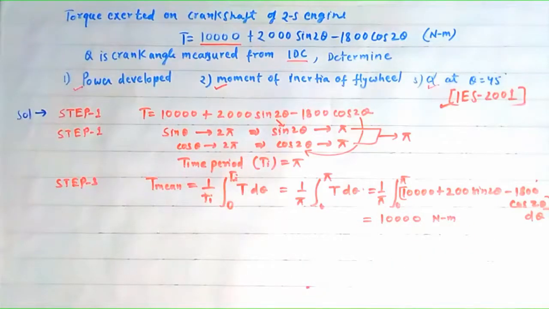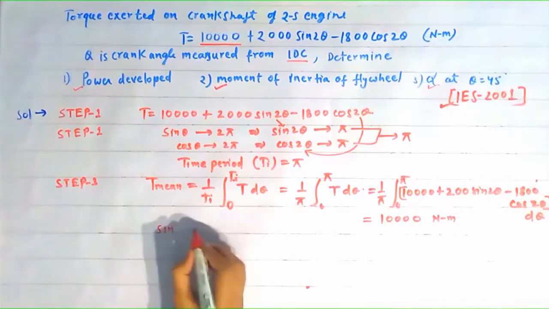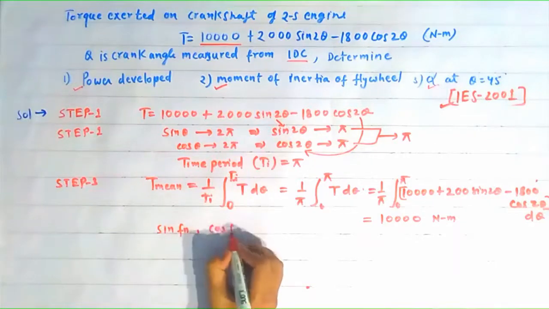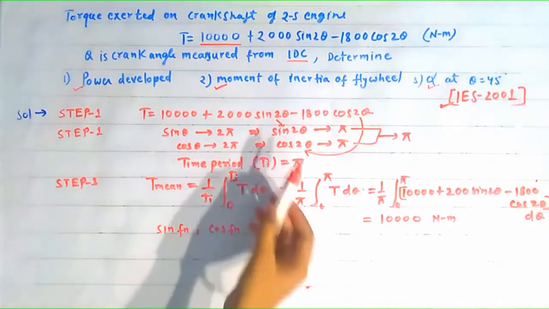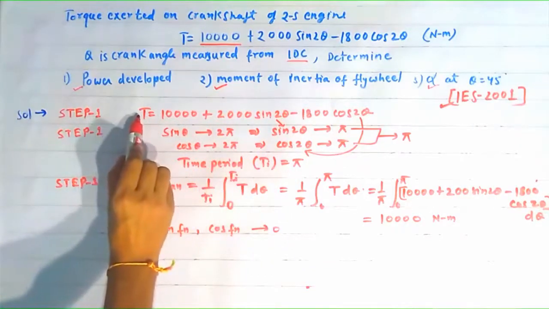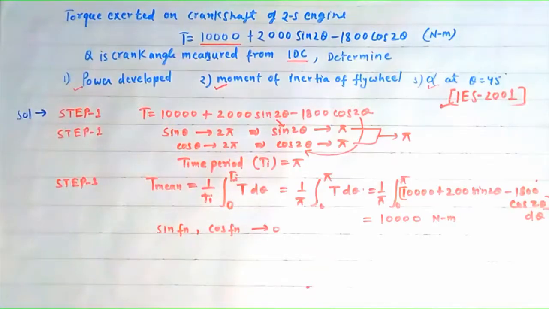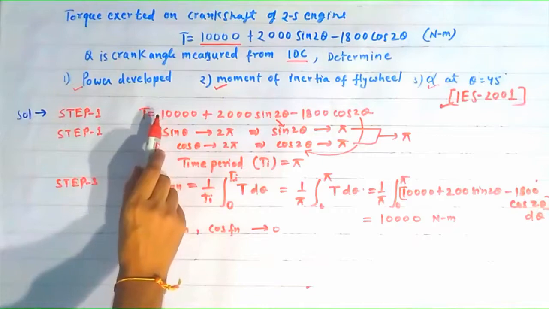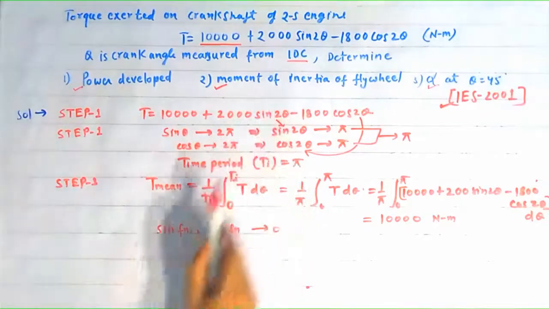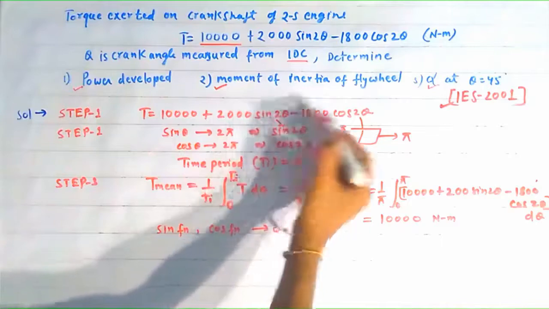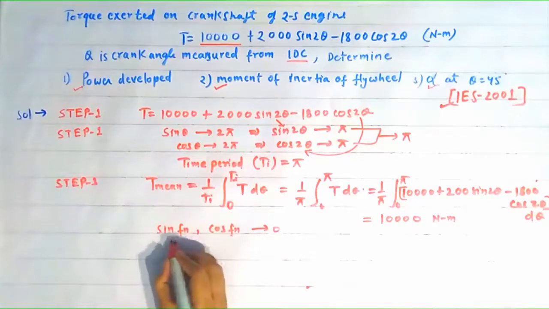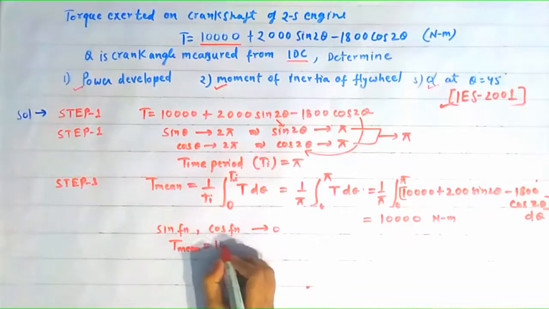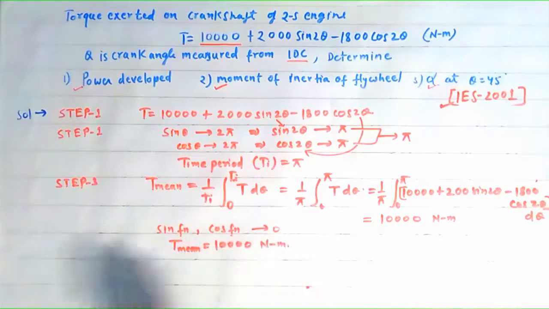Now friends, there is another method to find T mean. As we know, the average value of the sine function and the cos function over a cycle is 0. So the integration of this torque function over the cycle will give us the mean torque as 10,000, because the average value of the sine function, sin 2θ, and the cos function, cos 2θ, will be 0 over a cycle. So we will get T mean as 10,000 Newton meter. This was another method to find T mean.